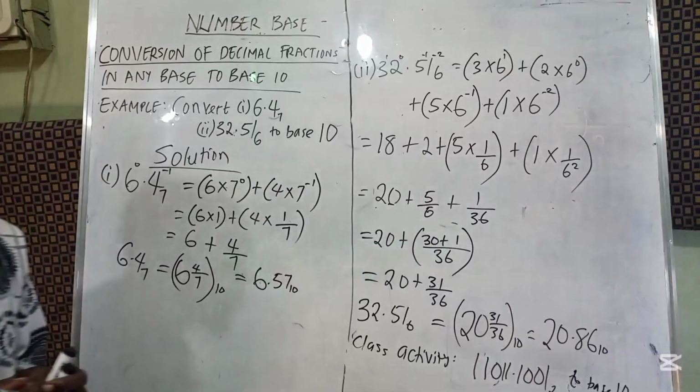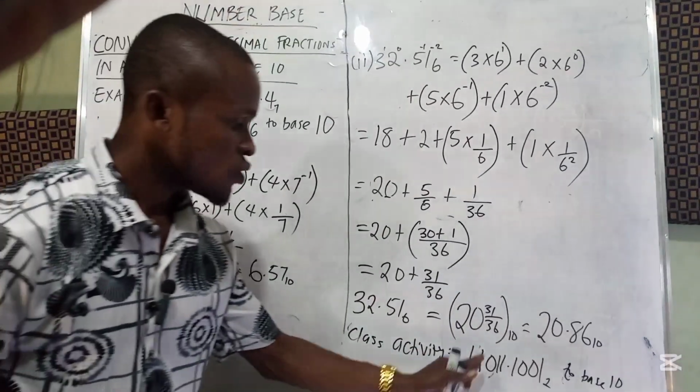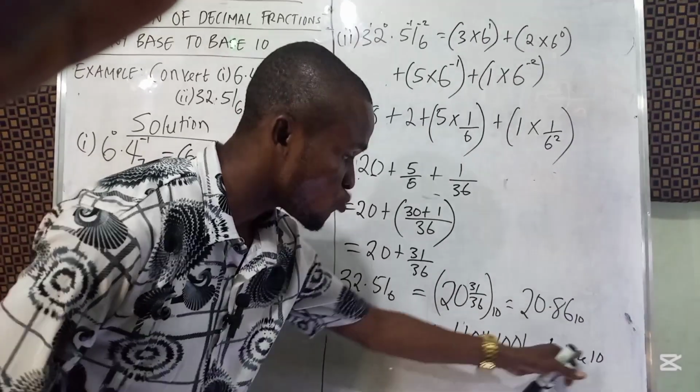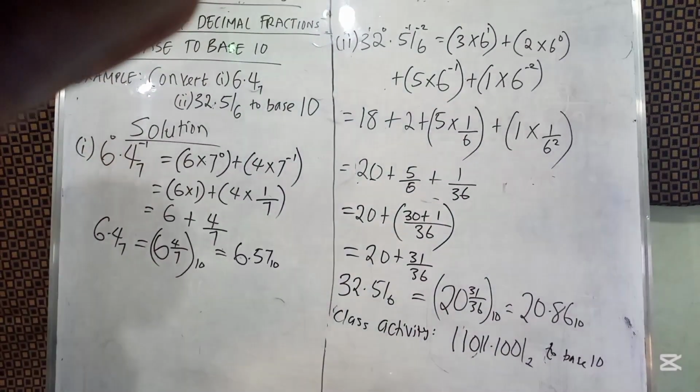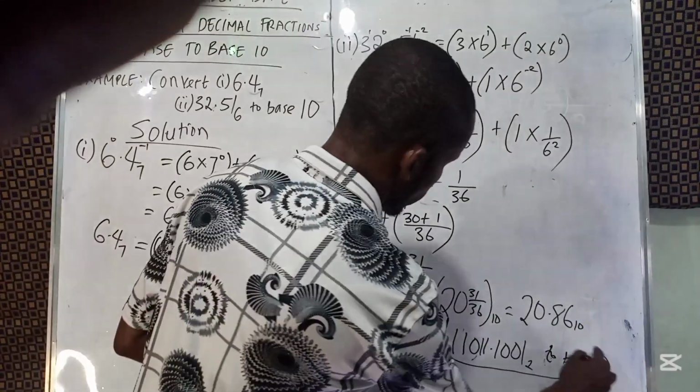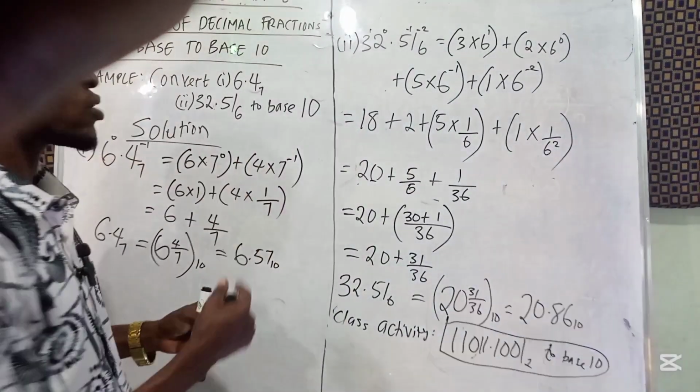So convert the number 11011.1001 in base 2 to base 10, and then drop the solution on the comment section. That's a class activity for this topic, for this class.